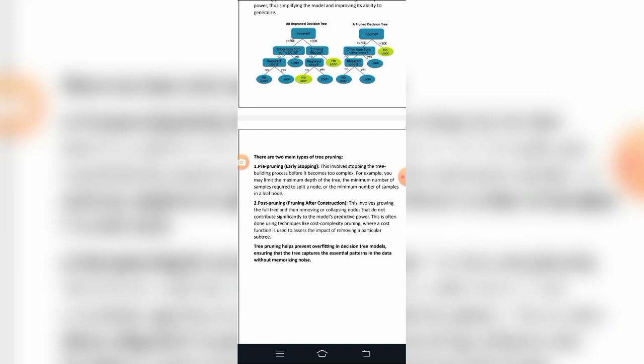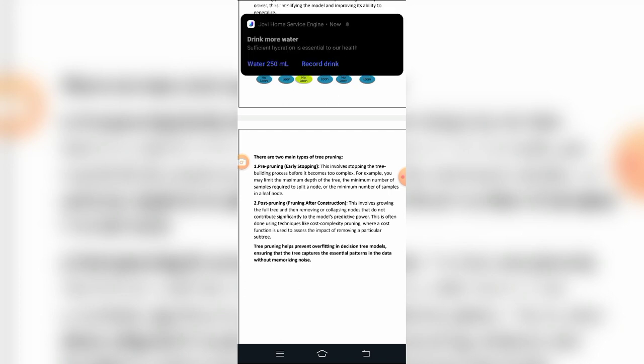Tree pruning helps prevent overfitting in decision tree models, ensuring that the model captures the essential patterns in the data without memorizing the noise.